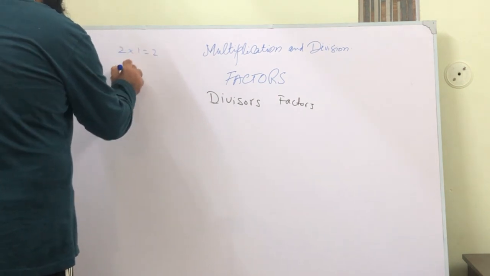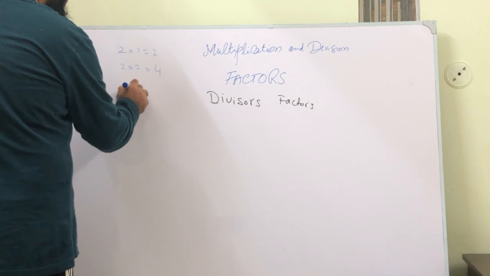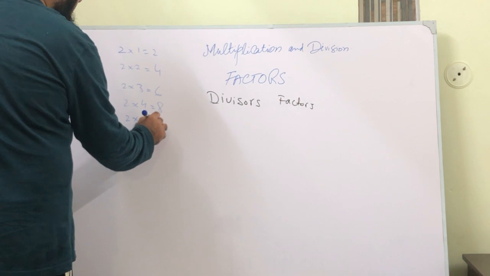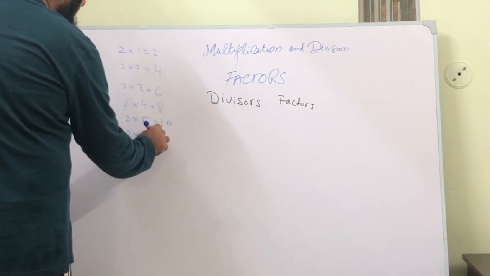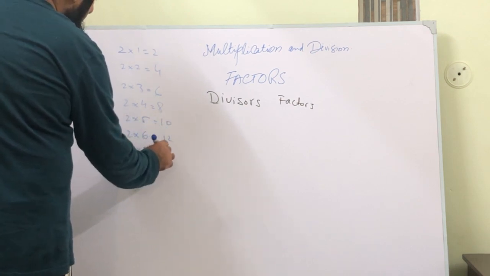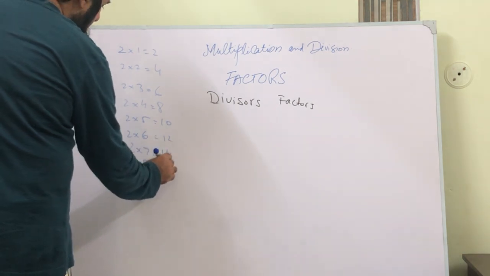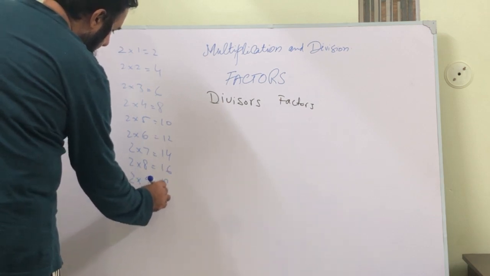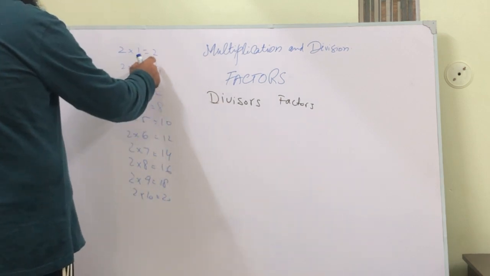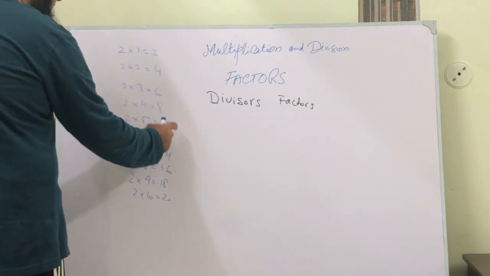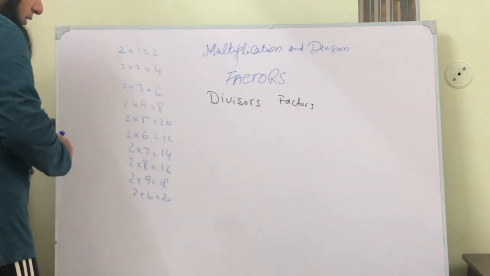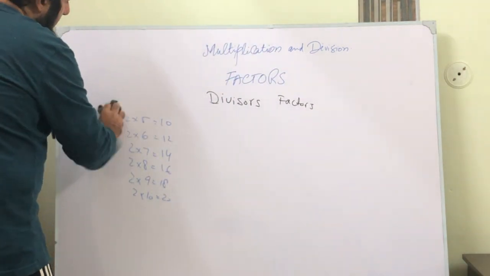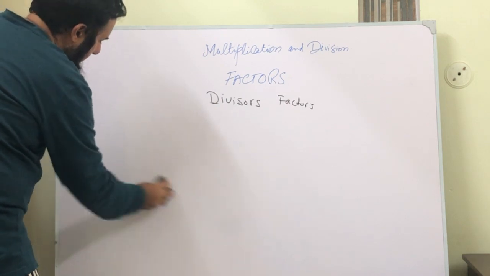2 ones are 2, 2 twos are 4, 2 threes are 6, 2 fours are 8, 2 fives are 10, 2 sixes are 12, 2 sevens are 14, 2 eights are 16, 2 nines are 18, 2 tens are 20. There's a gap of 2: 2, 4, 6, 8, 10, 12, 14, 16, 18, 20. Okay. So in this way, you need to sit and try to memorize the table of 2.